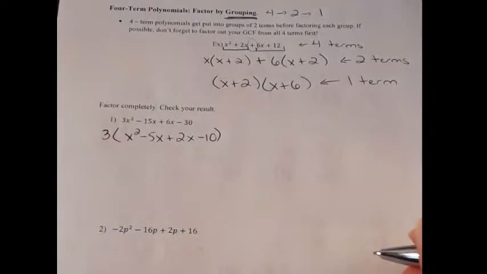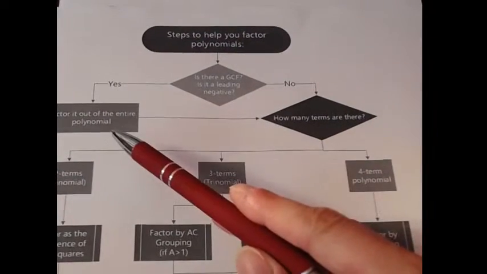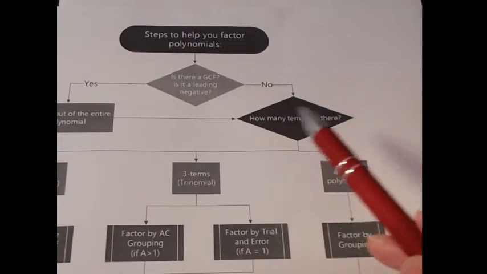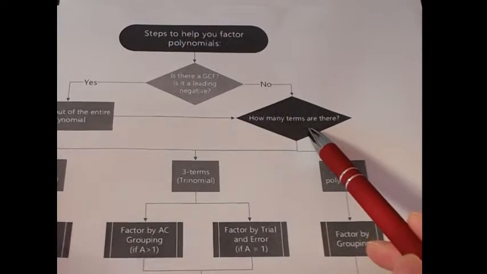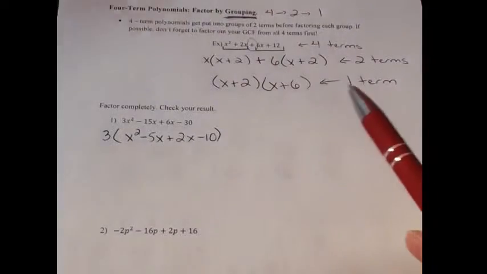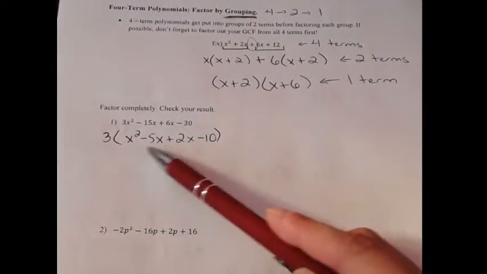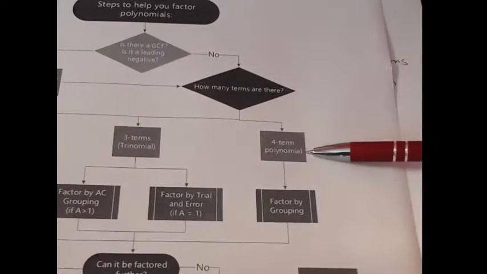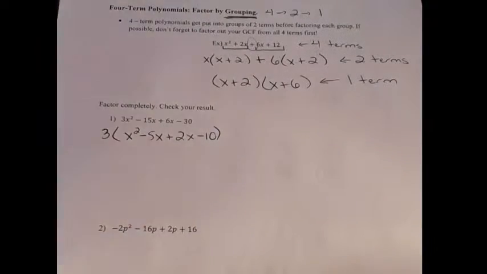Good. Next, it says how many terms are there. Now, what this is implying is if you did have to factor out a GCF, you're looking at what you're trying to factor. So in this case, how many terms are there essentially in the parentheses, right? 1, 2, 3, 4. So because we have a 4-term polynomial, we are going to factor by grouping. Not a bad flow chart, eh?